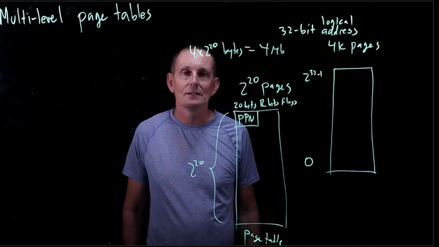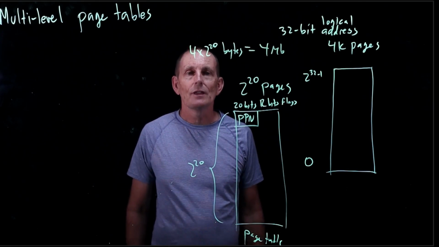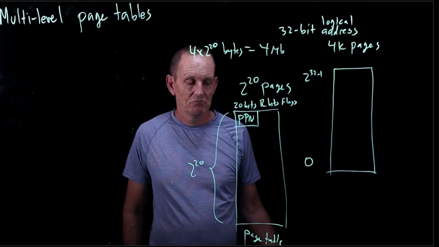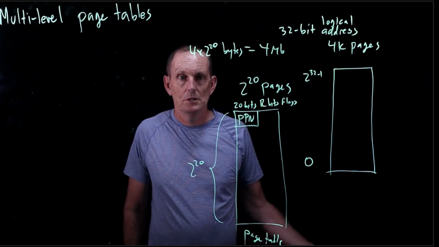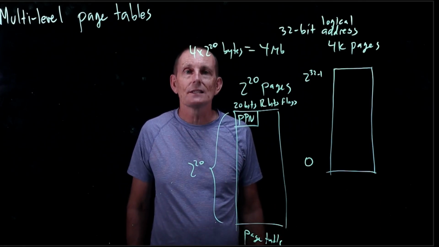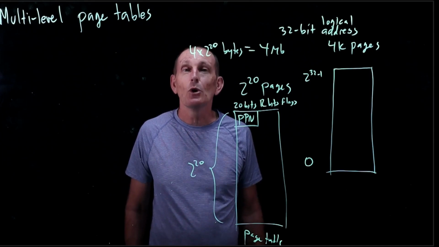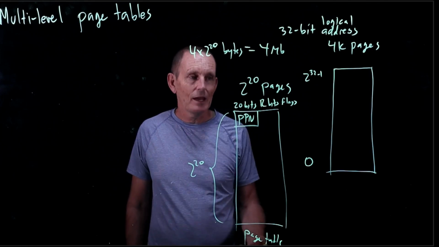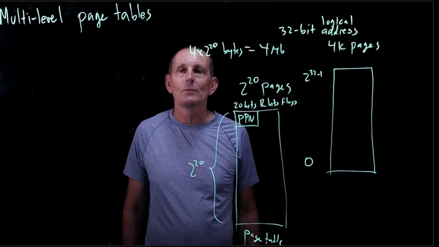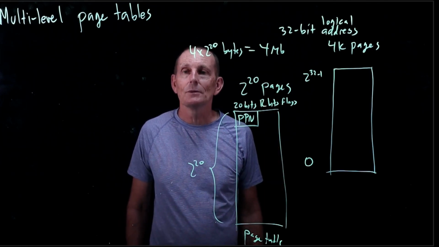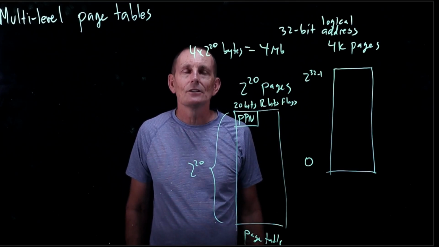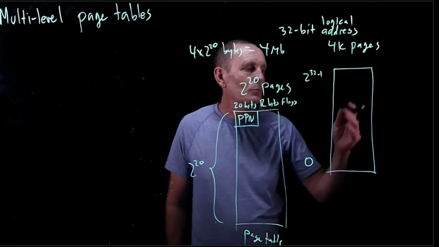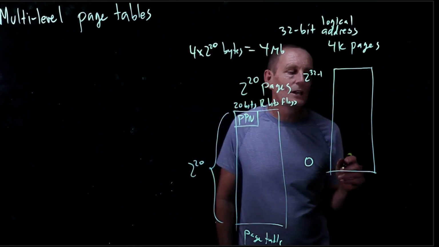But every process has to have a page table. And so that means if we had, for example, 1,000 processes, which is not totally unreasonable, maybe that's a bit big, let's say 100 processes, that'd be 400 megabytes of memory used solely for the page tables. So it'd be nice to be able to save some memory, especially if you had a process that didn't use all of this address space.